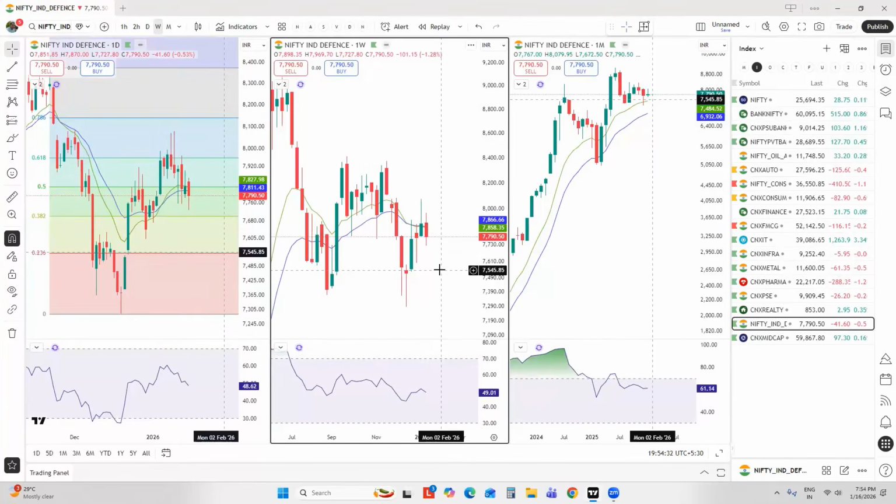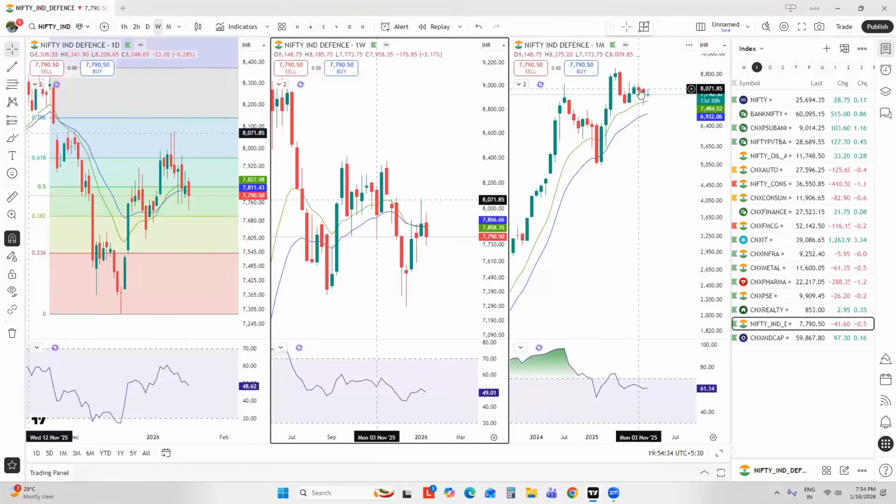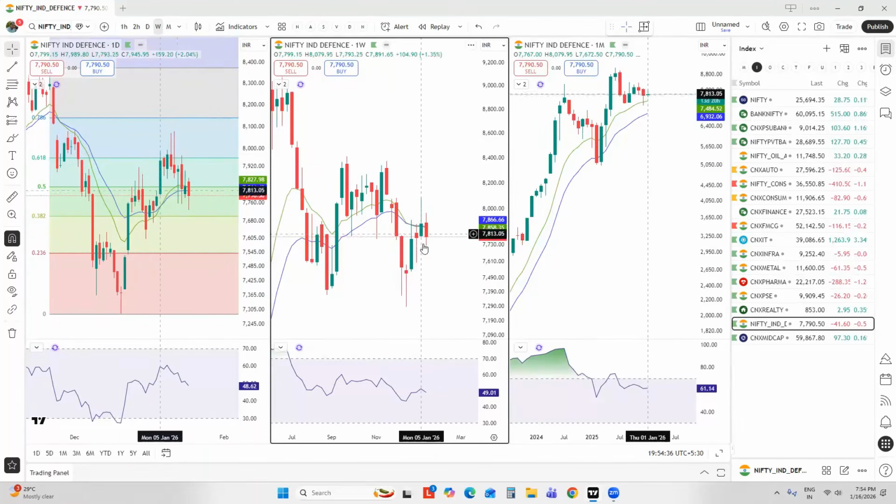India defense in the monthly time frame chart is sideways. Weekly time frame charts, I think it is still lacking clarity. It's pretty much sideways in the last 3 weeks. Now over here, this candle is showing a hammer, then we have an inverted hammer, then a red candle, not so big. In the daily time frame charts, we can see a hammer today, and yesterday an inverted hammer.